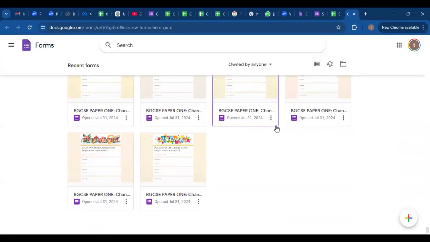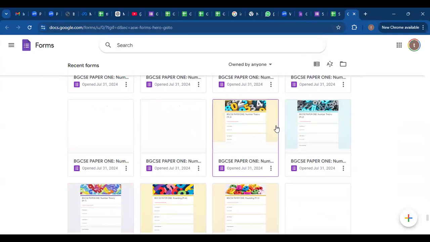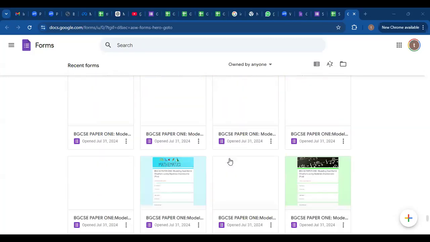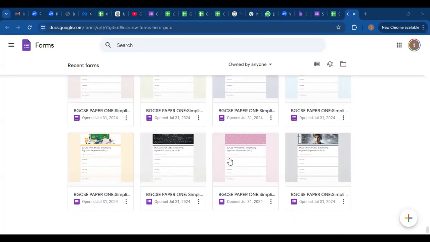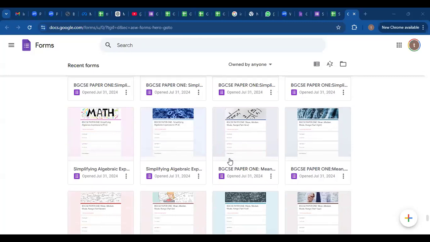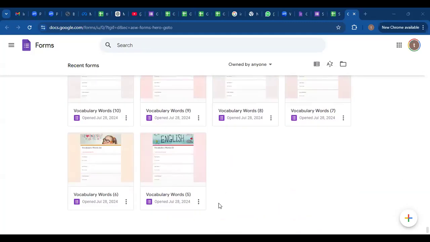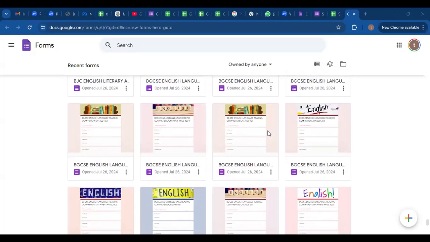Samaya, what number you on? Number 10. Samaya's on number 10. Alea, what number you on? Number 8. Number 8, okay.